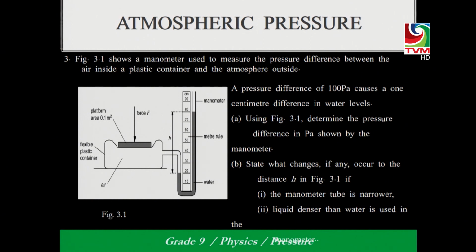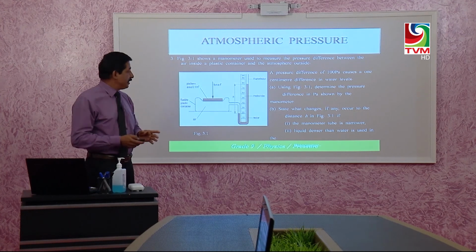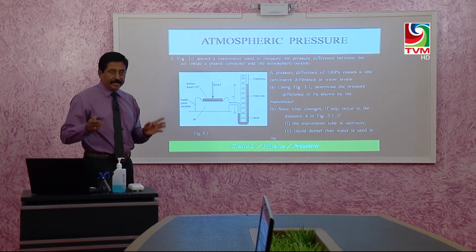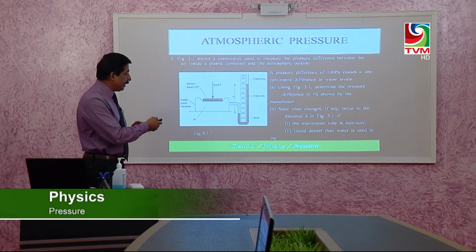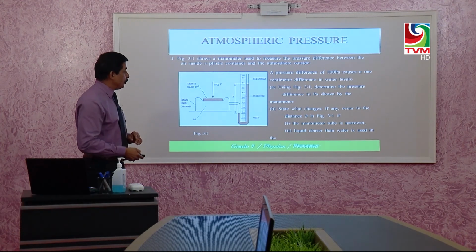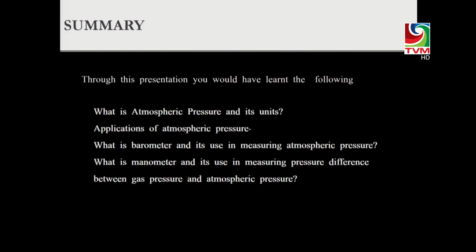State what change, if any, occurs to the distance h in figure 3.1 if the manometer tube is narrow. If you use a narrow tube or a wide tube, the difference in height will not change. It remains the same. It depends only upon the density. Next question, a liquid denser than water is used. If you use a liquid whose density is higher, then what will happen? Density increases, the height decreases, because density and height are inversely proportional when the pressure is constant.